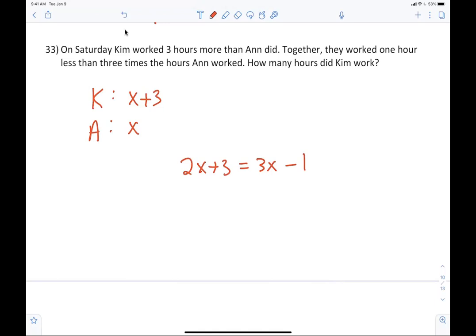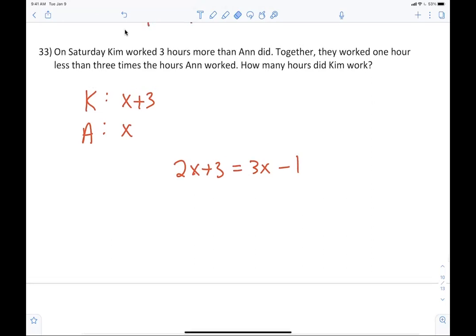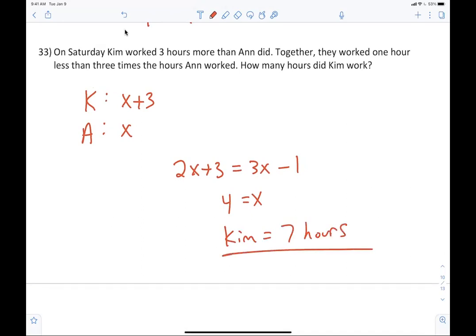What? So I got the first part on the other side of the equals, but for the second part when it says 3x minus 1, I'm confused because I got 3 open parentheses, 3 plus 3 close parentheses. Stop. Stop there. Erase all that and let's figure out why it's 3x minus 1. I don't want to hear why you did it wrong. And now if we solve this out, we end up with x equals 4. And so then Kim worked what? 7 hours. All right. Yes.